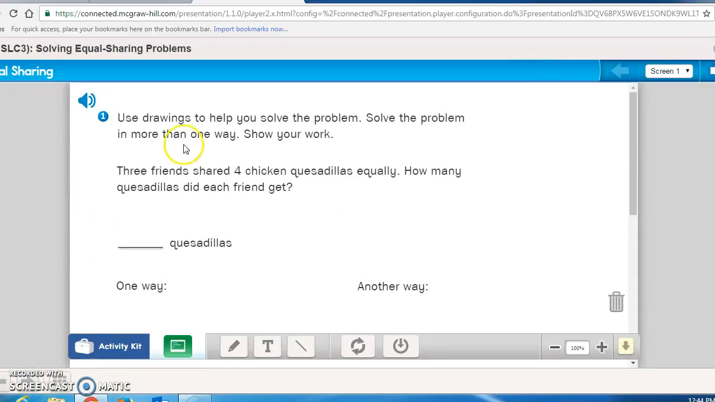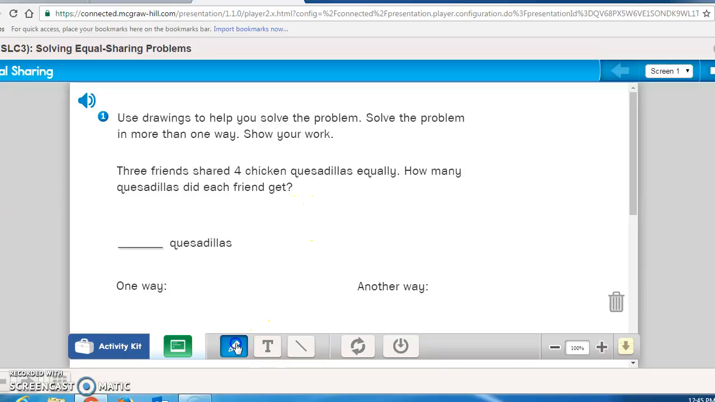So use drawings to help you solve the problem. Solve the problem in more than one way, just like I showed you on the other page. I cut it first in halves and then in fourths, and we could continue and cut it into sixths or eighths or thirds. So 3 friends share 4 chicken quesadillas equally. How many quesadillas did each friend get? So what you're going to want to do is go into your math journal, page 68, and do this drawing.